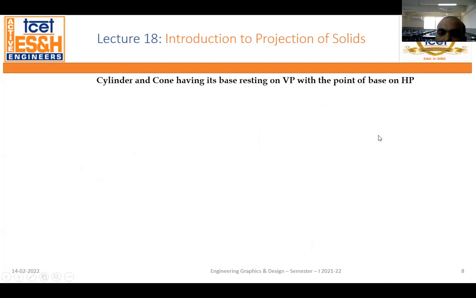Let's move next. Cylinder and cone having its base resting on VP. ये बहुत important है देखना. Resting on VP with the point of base on HP. The cylinder and cone is resting on vertical plane such that one of the point of a base is lying on HP. It's in this one. आपको 3D में बताता हूँ. इस तरीके से.